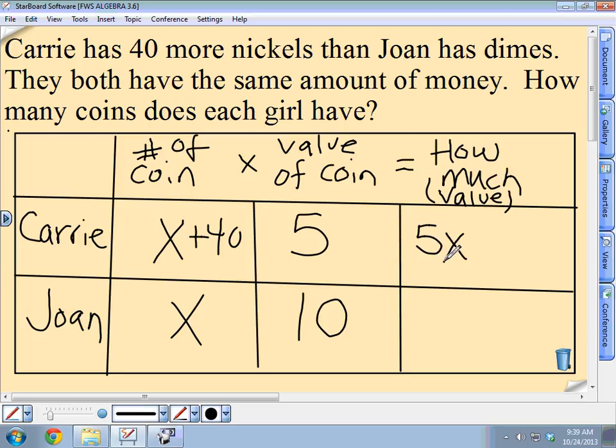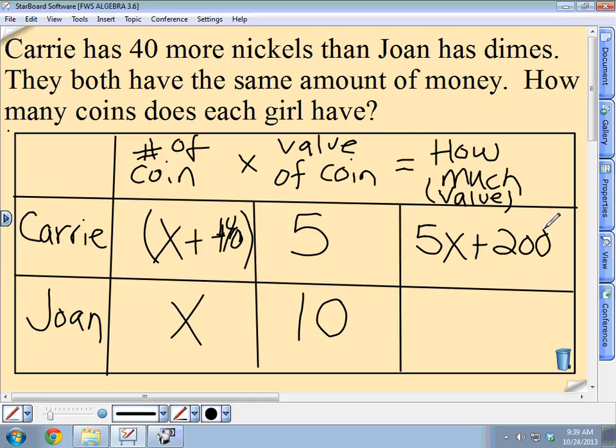Plus 40? Oh, see, that's the mistake some of you are going to make. It's not plus 40. Notice, you're multiplying by a quantity. You've got to use your distributive property, and the 5 goes to the x and to the 40. So 5x plus 200.